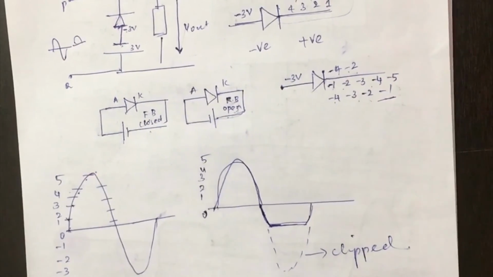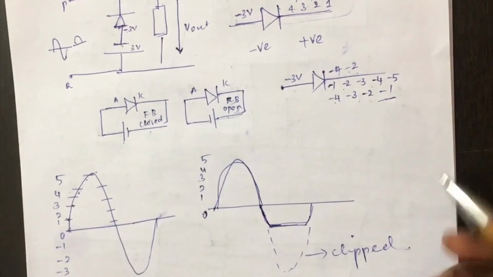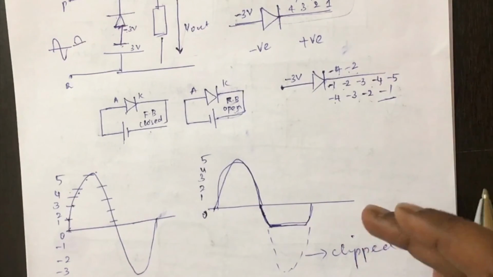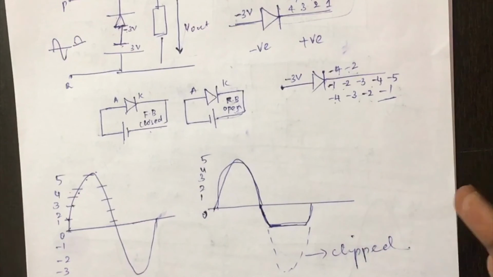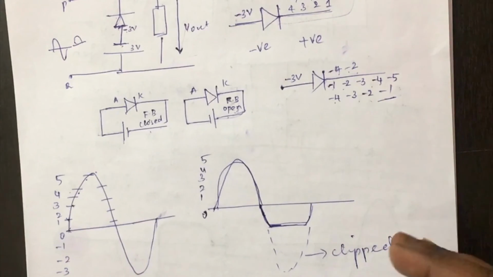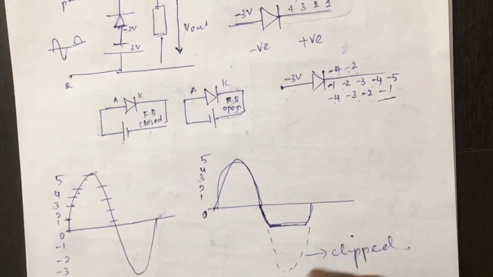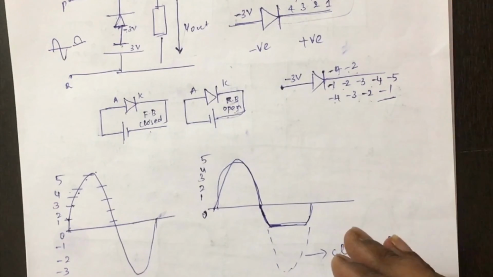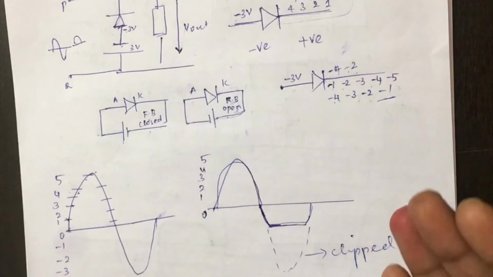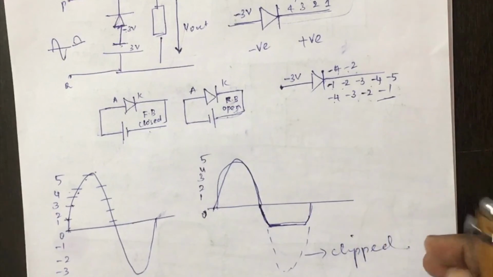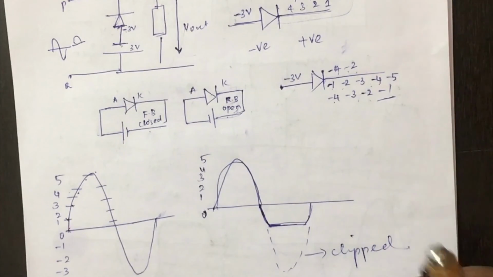So this is all about positive and negative biased clipper. You will be setting a value by using a battery, and only till that value the output voltage we will get. Whenever the input value is greater than the battery supply, the output will be clipped. The values which are lesser than the battery value, that output alone we will be getting. So that's all about positive and negative bias clipper.